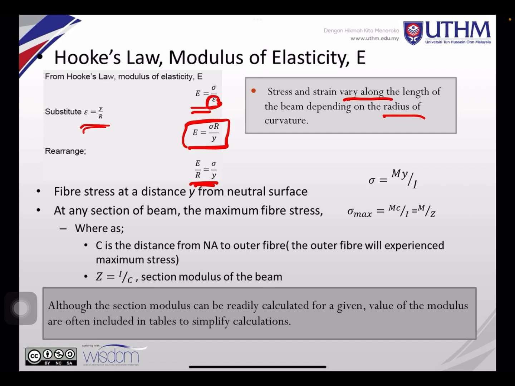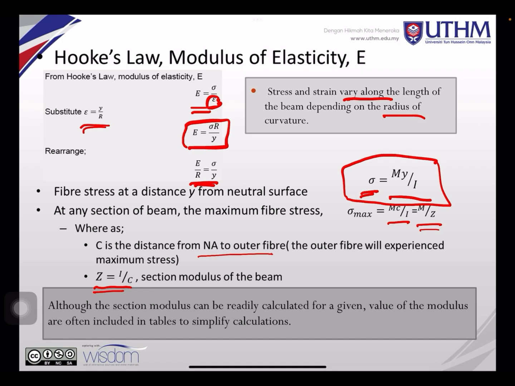So the fiber stress at distance Y from the neutral axis is stress equal to M times Y over I. You need to remember this formula. At any section of the beam, the maximum fiber stress is M C over I, or equal to M over Z. C is the distance from the neutral axis to the outer fiber. The outer fiber will experience maximum stress. So Z is equal to I over C, the section modulus of the beam.